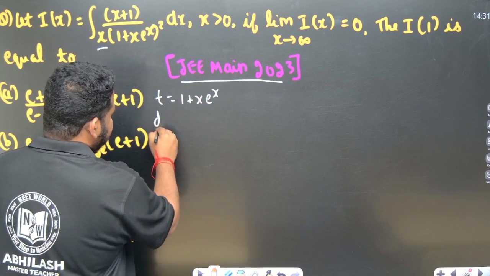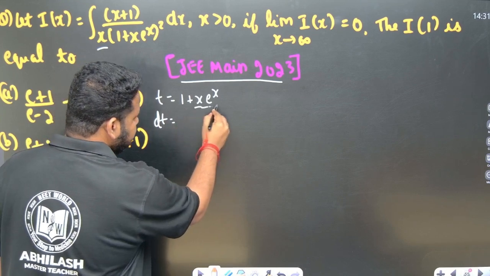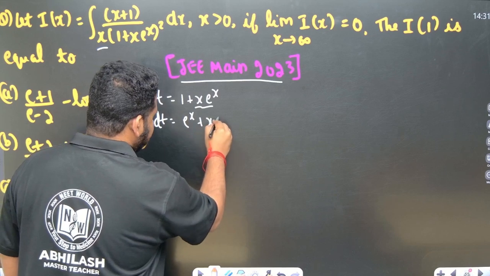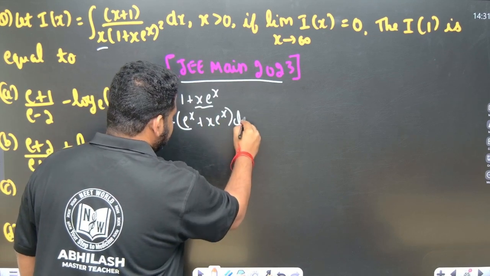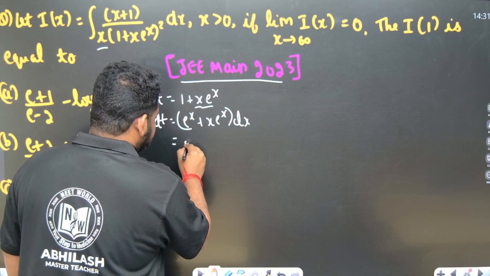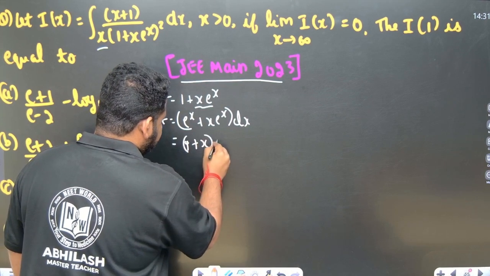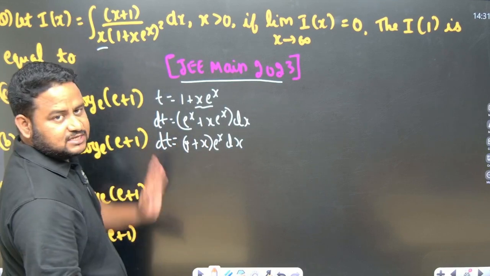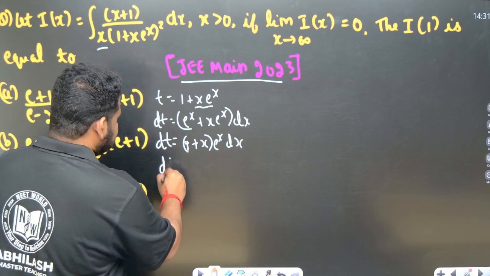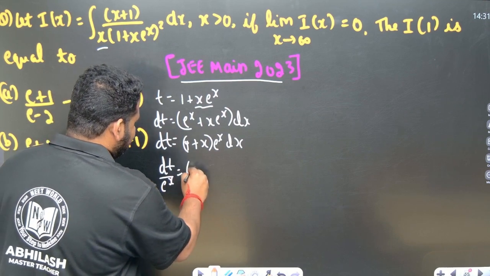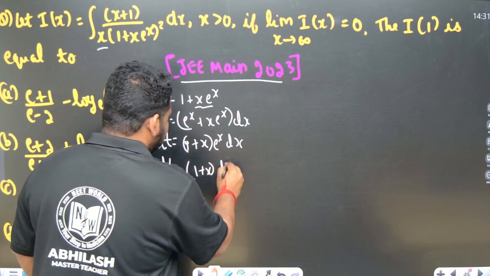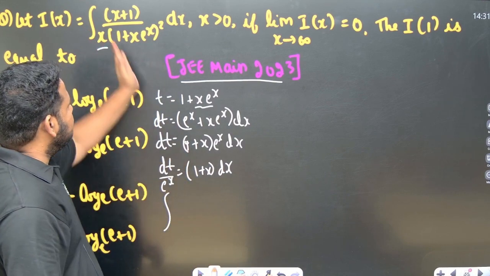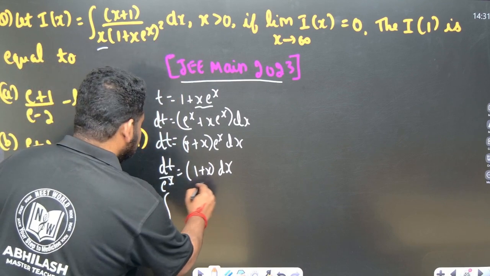If I differentiate this, I will get dt, and I have to use the product rule, friends. This will become e power x plus x into e power x dx. If I take e power x common, this gives me 1 plus x into e power x dx, which is dt. So dt by e power x is equal to 1 plus x into dx. My integral will become x plus 1, or 1 plus x, which is one and the same, into dx, which is equal to dt.